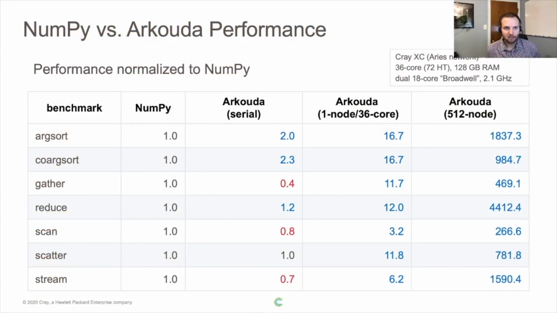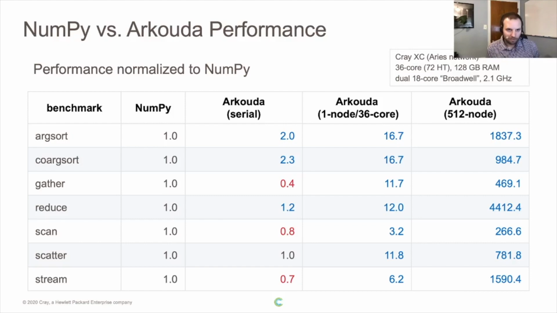Now we want to take a look at some Arkouda performance numbers and see how they stack up against NumPy. The performance numbers in this slide are normalized to NumPy. So that means that a value of 1 means it's on par with NumPy, and greater than 1 means it's better than NumPy. And I've highlighted the values that are better than NumPy in blue and worse than NumPy in red, just to make that easier to visualize.